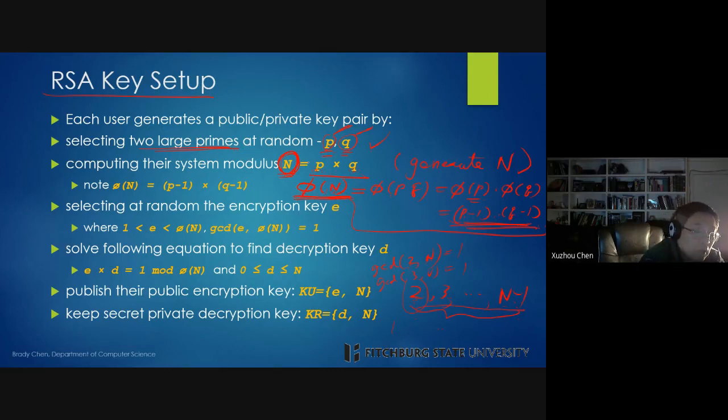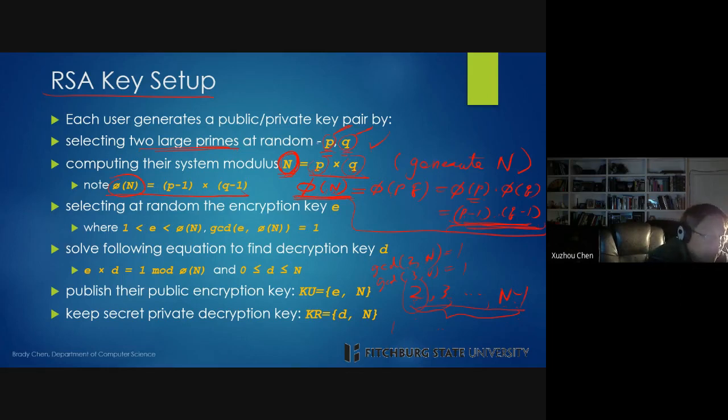But if you can factor this number, which is actually the multiplication of two prime numbers, then you can easily calculate this. Otherwise, we assume calculating phi of n is also computationally infeasible if they don't know p and q. Okay, now we're going to analyze this also. Later on, I will tell you why.